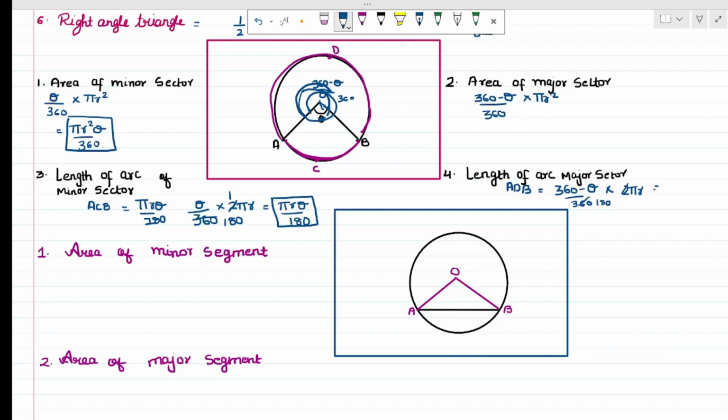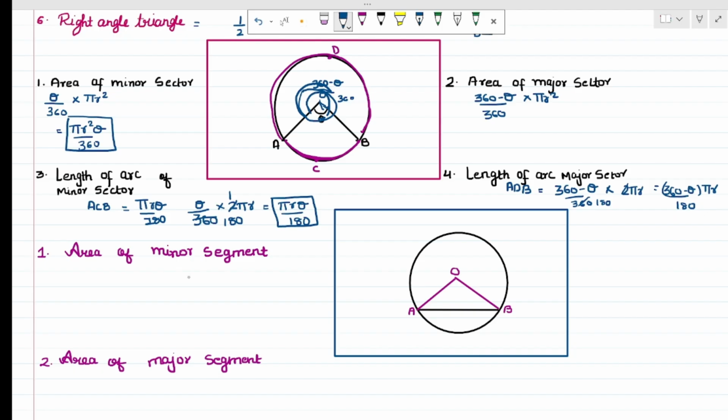So you will get (360 minus θ) times π r upon 180. This way you can find out the length of the arc on the major sector. Clear? First we learned about the minor sector, major sector, length of the arc on the minor sector and length of the arc on the major sector. This was the part formed by the radius.